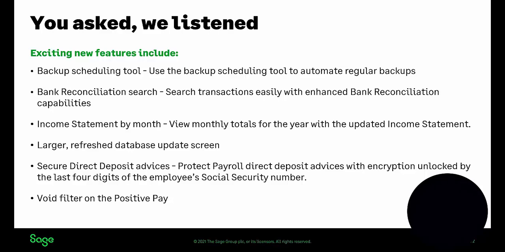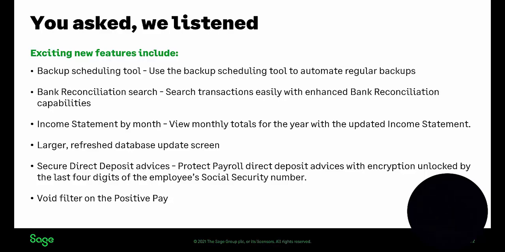We also include now a Find button on the bank reconciliation screen. This allows you to search transactions in your bank reconciliation. We have an income statement by month that shows a column with each month within a year of your income statement. The database update screen is now larger and has the ability to select and deselect all companies.